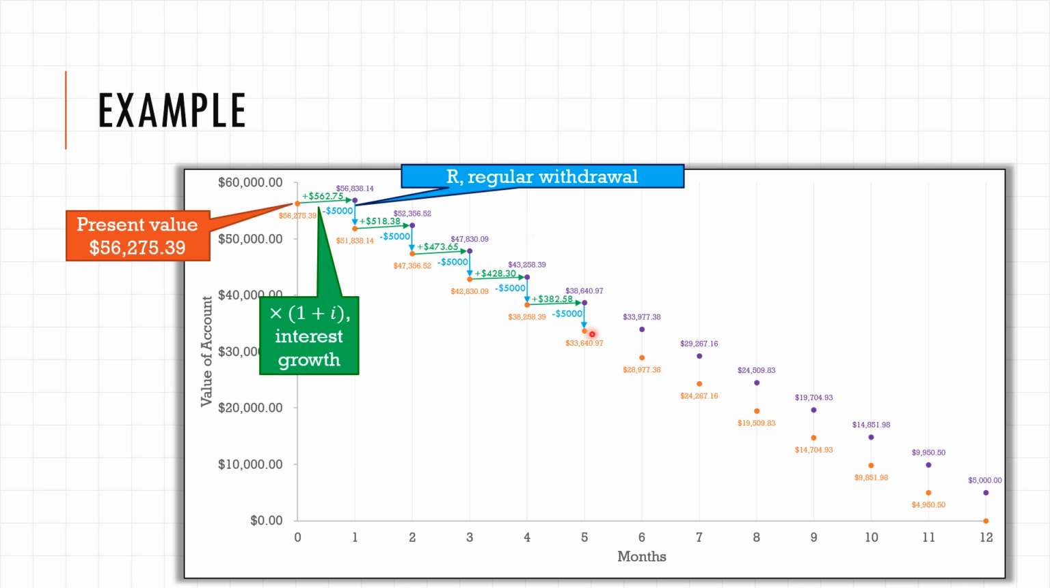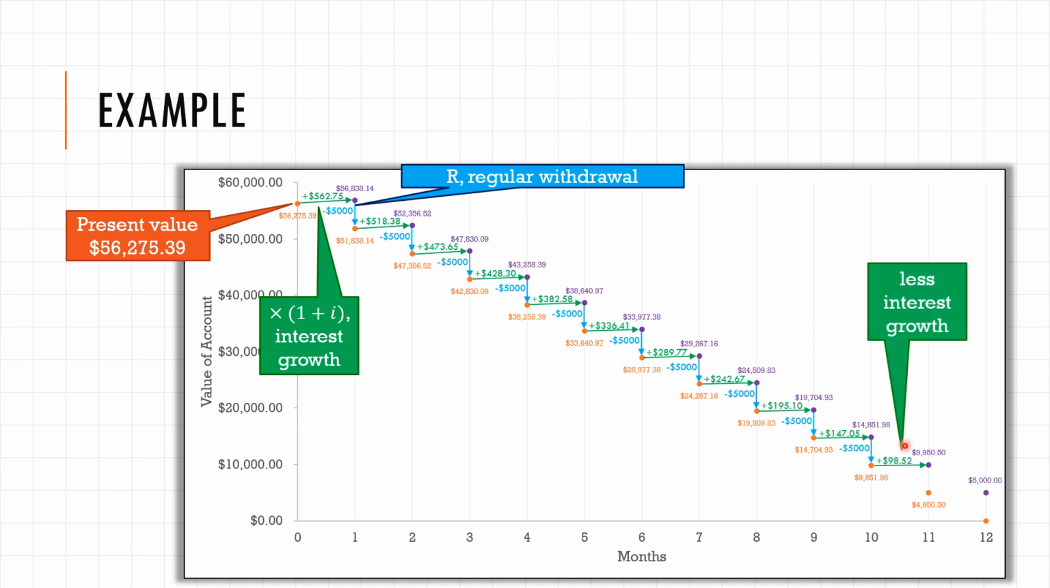And every month you'd make a withdrawal, and then it grows. Whatever's remaining grows a little bit. You make a withdrawal, and then it grows a little bit. And that keeps going on and on and on. And in this case, we've calculated we need it for exactly 12 months. And the longer we make withdrawals, the amount of interest that is growing is less.